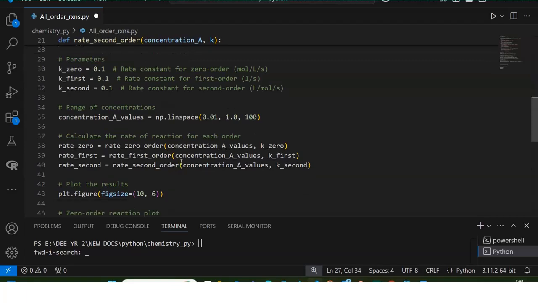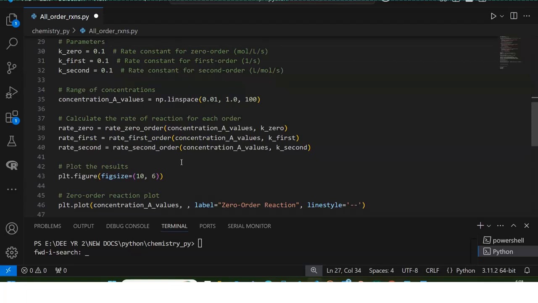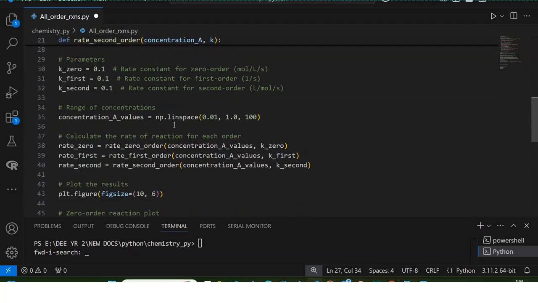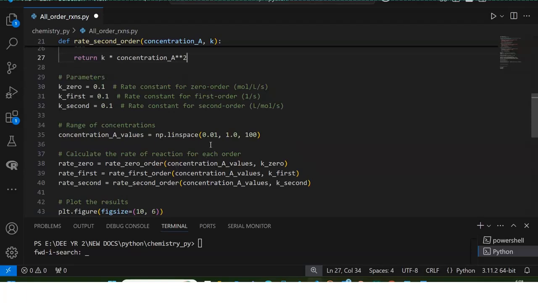Then we are going to also calculate the rate of reaction for each order. So for 0, remember we have already defined this function, so I'll just put rate 0 order, then concentration values, A values that we have created here, then comma K0. For first order, the same. For second order, the same.